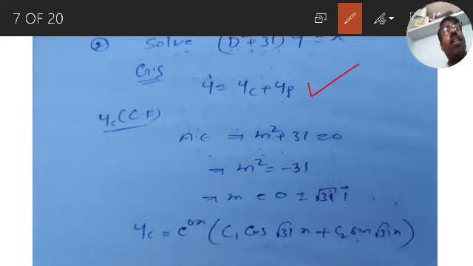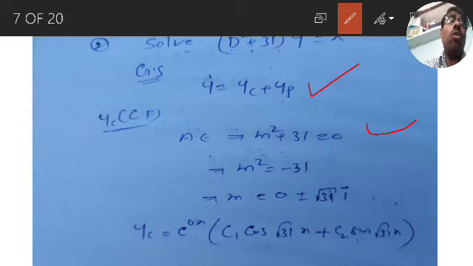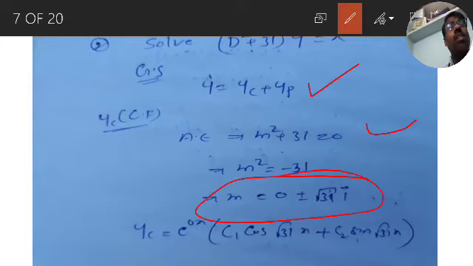So take the right hand side 0 and write the auxiliary equation. What did we get? The auxiliary equation we got is m square plus 31 is equal to 0. Therefore m square is equal to minus 31 and m is equal to 0 plus or minus root 31 i. So the roots are complex, that is, in the form of alpha plus or minus i beta.